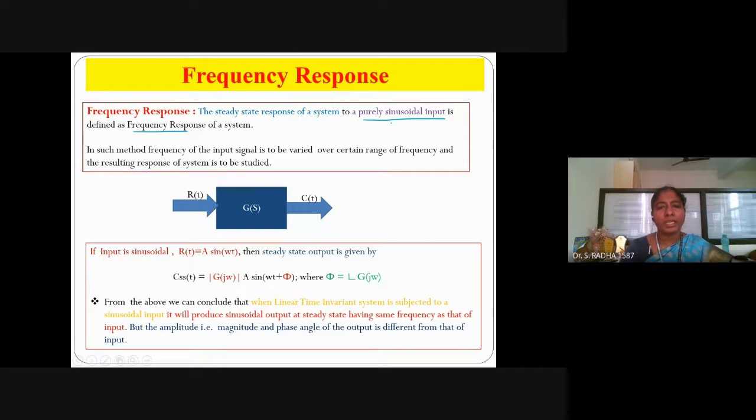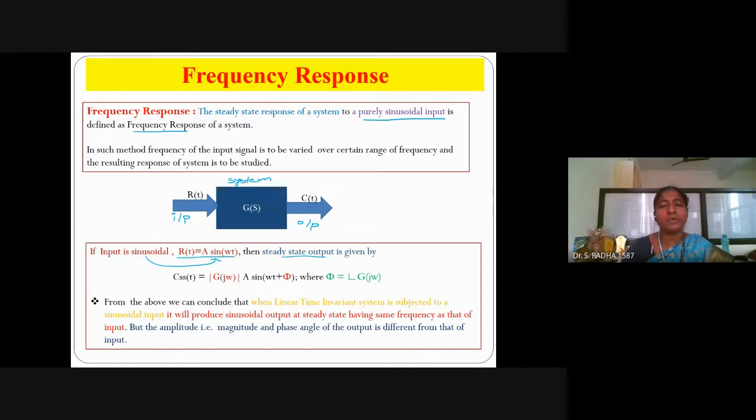Okay. And here we have a system. G of s is the transfer function of the system. R of t is the input and C of t is the output. And here what we say, input is sinusoidal. Then what about the output, steady state output? Now the name is frequency response.